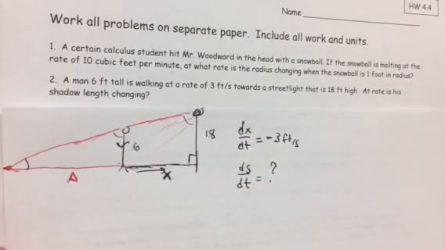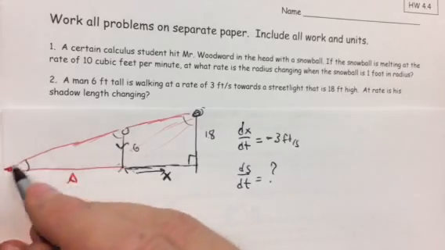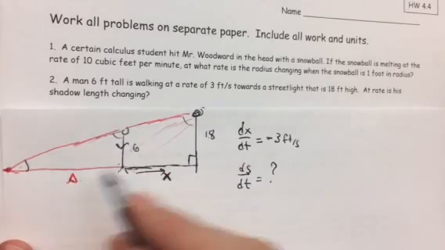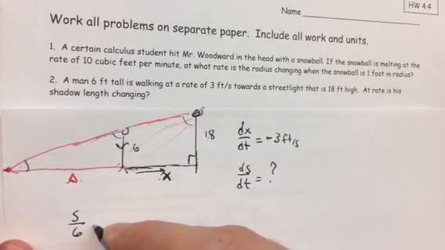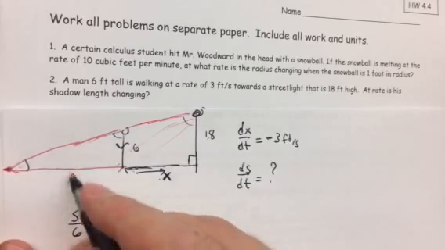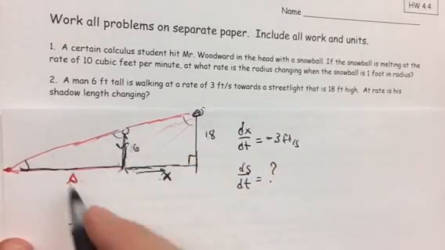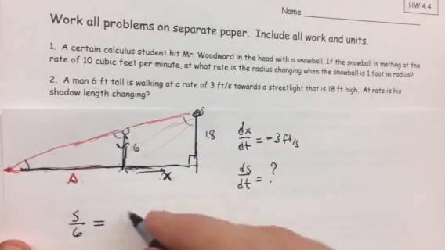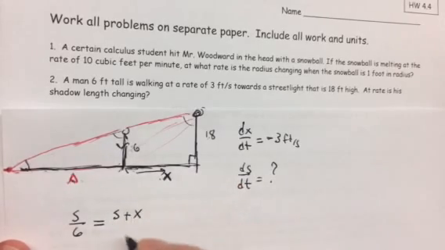And so we need a relationship. So let's set up a similar triangle. I'm going to not use this because this length is changing and this length is changing. I'm going to use a similar triangle with ratios here. I'm going to say S divided by 6 must be the same ratio. So this side divided by this side, this ratio to this ratio, must be the same as the corresponding sides in the big triangle. So this side of this triangle is S plus X divided by 18.